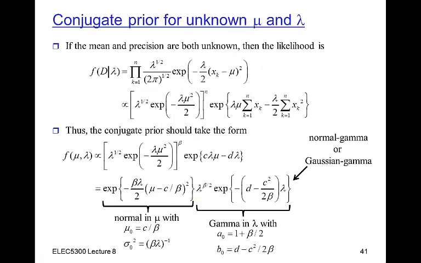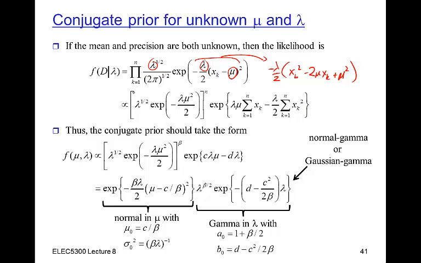Finally, I'd just like to discuss what is the conjugate prior when both mu and the precision are unknown. The likelihood has the same form as we've studied before. The only difference is now we're going to assume that not only lambda, but mu is also unknown. To find the form of the conjugate prior, I'm going to expand this quadratic out. So this term here will give me minus lambda divided by 2 times xk squared minus 2 mu xk plus mu squared.